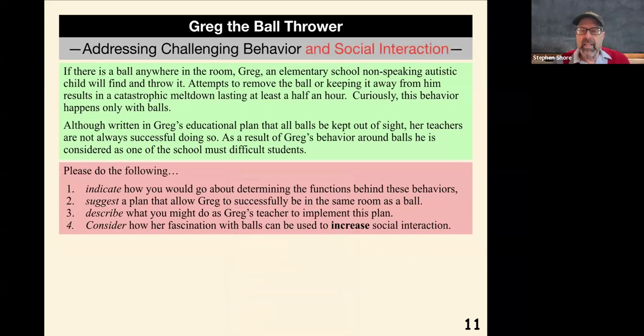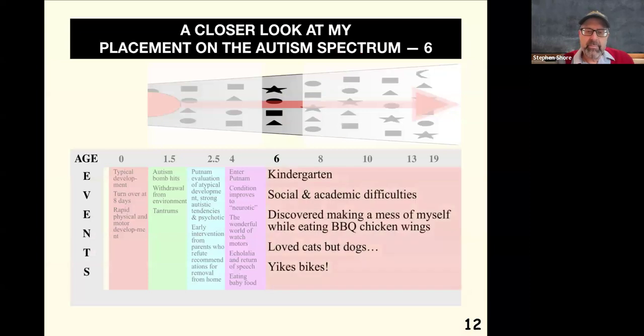So it's developing that relationship and interacting with the object, as opposed to taking the object away and interacting in spite of the object. So it's a different way of looking at things.